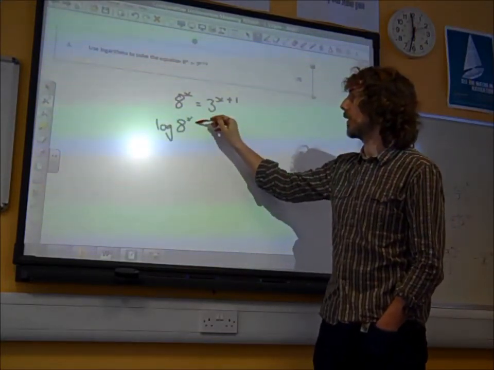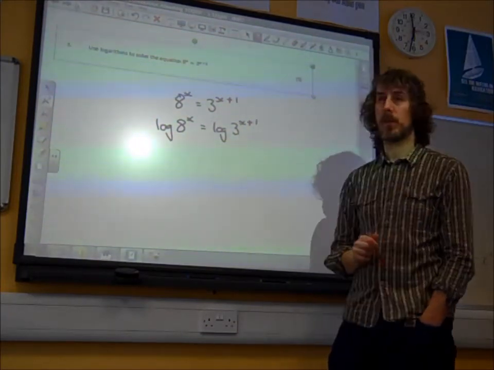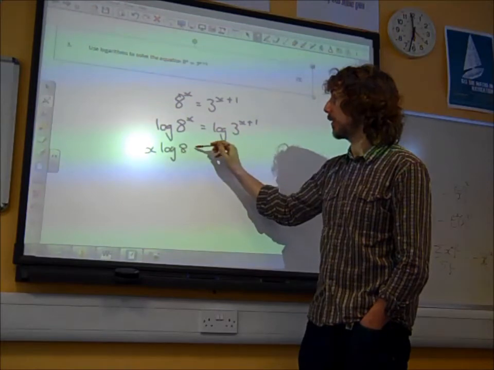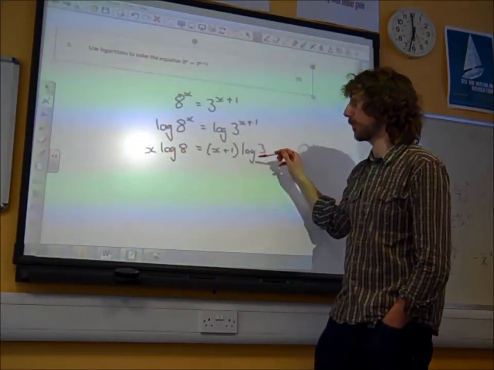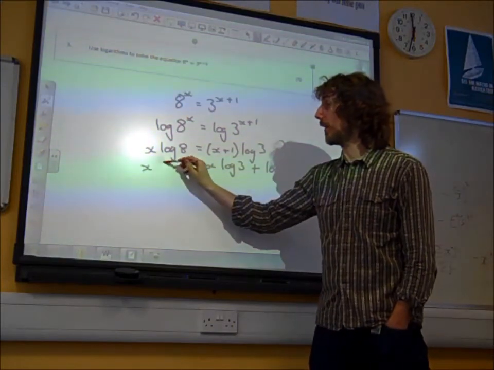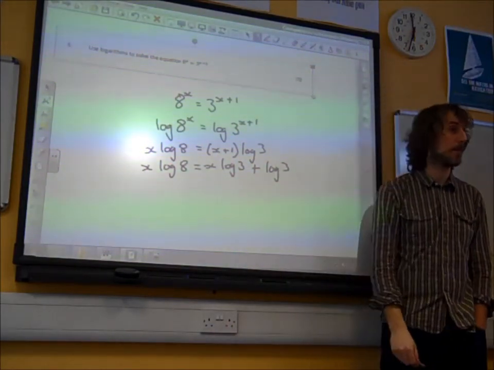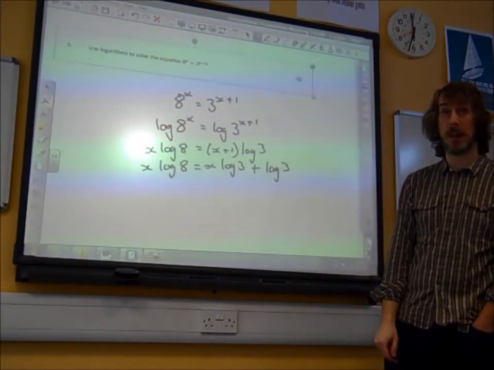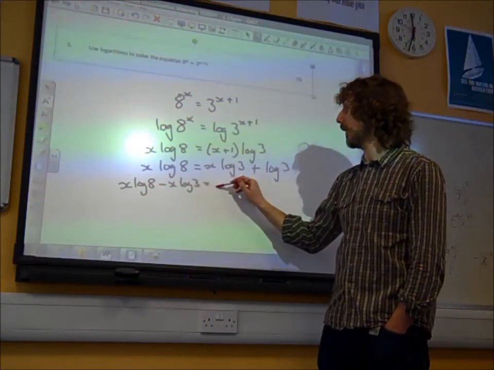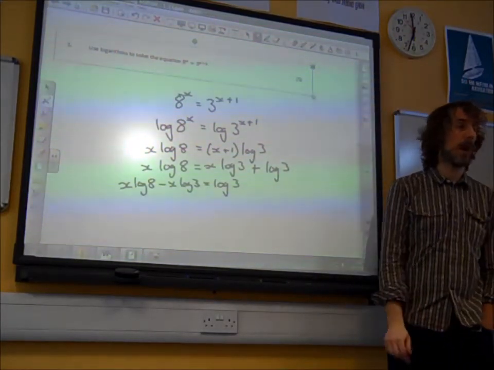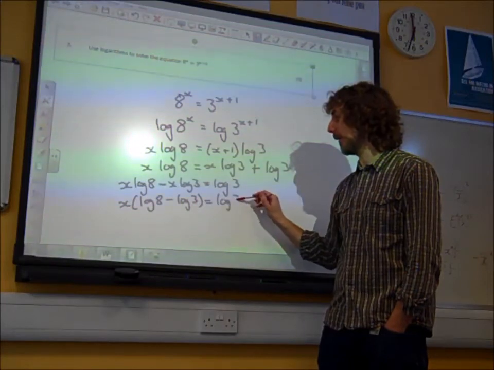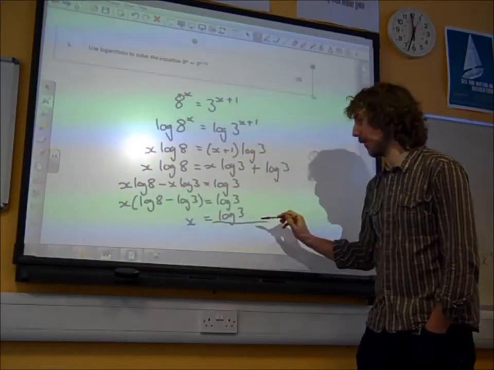Okay? So log 8 to the x is log 3 to the x plus 1. Remembering our laws of logarithms tells us that the x comes down to the front, and the x plus 1 comes down to the front of that bit, which means we can now multiply out these brackets. So that is it completely simplified and expanded. We now want to collect the x terms together on one side of our equation. So we've got x log 8 minus x log 3 is log 3. Maybe would have done this in slightly fewer steps, but we're showing all the details, aren't we? Take x out as a common factor and divide through to get x on its own.